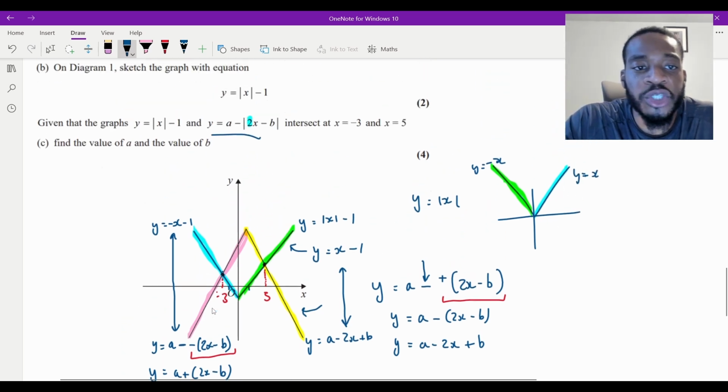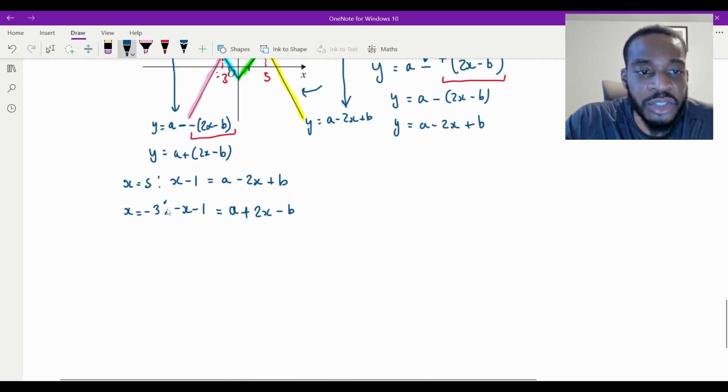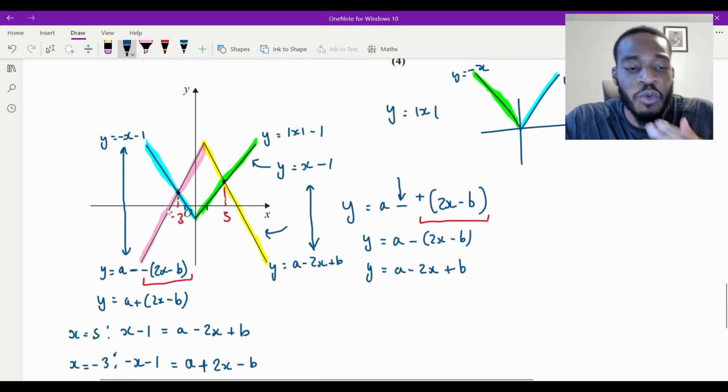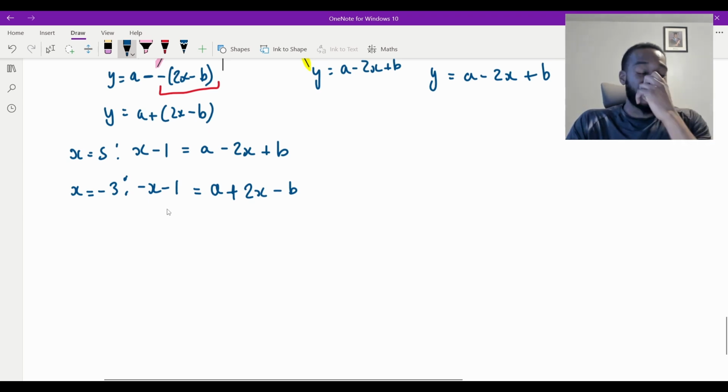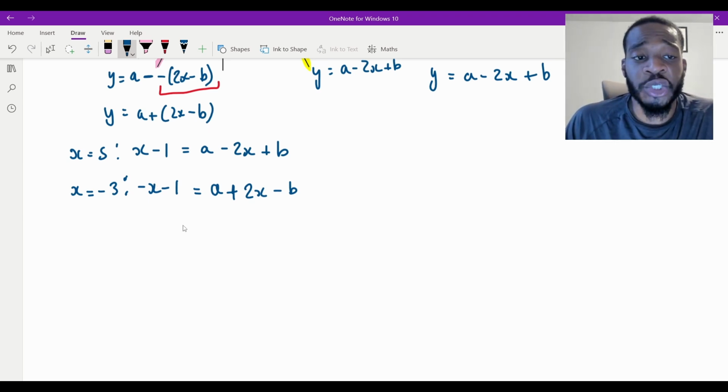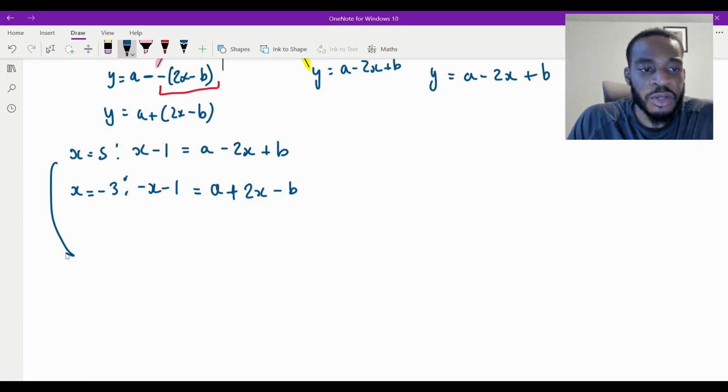Okay, now remember the questions ask us to find the value of a and the value of b. So we know which two equations we're solving. Let's plug in our values of x to just eliminate x and get in terms of a and b, and then it's just a simultaneous equation after that.